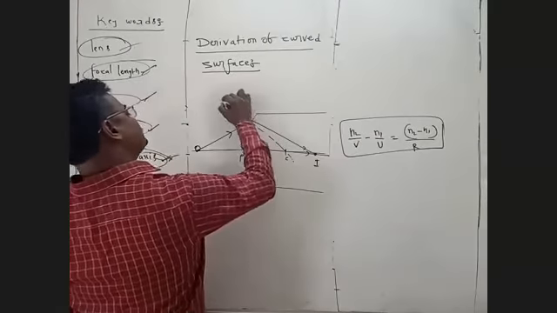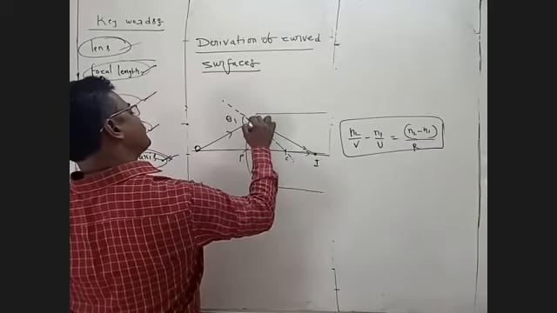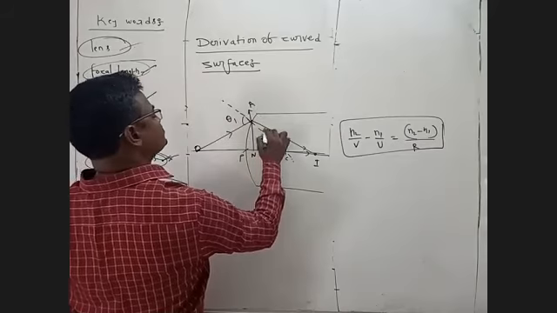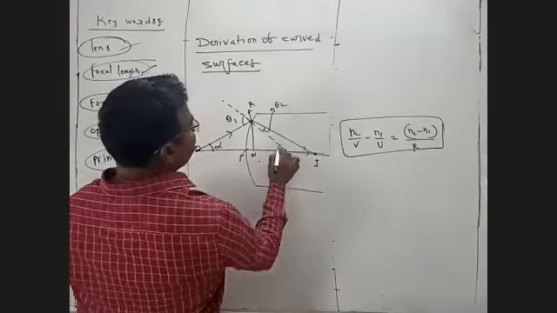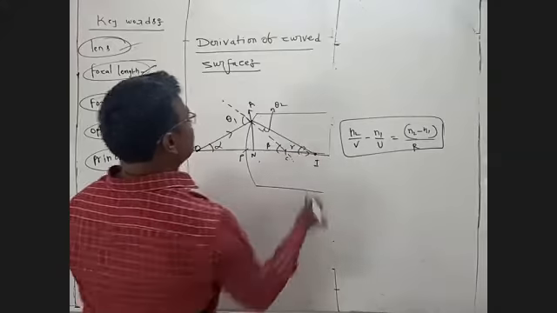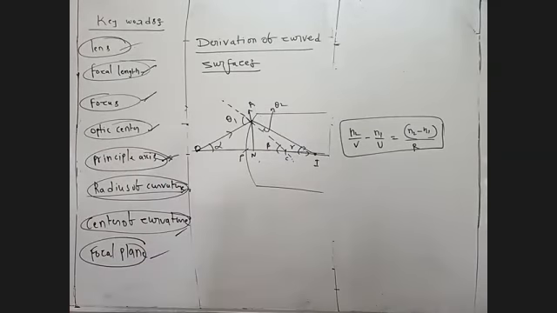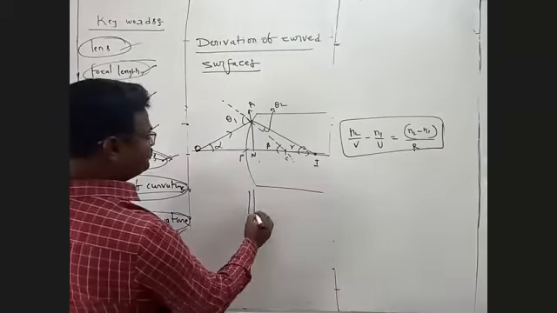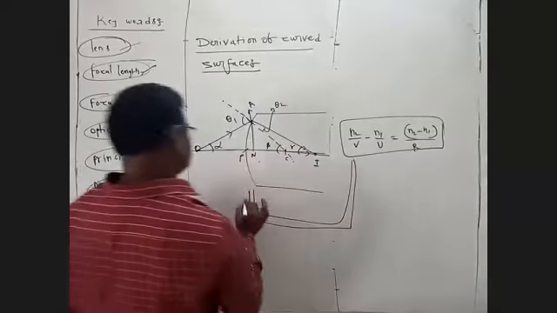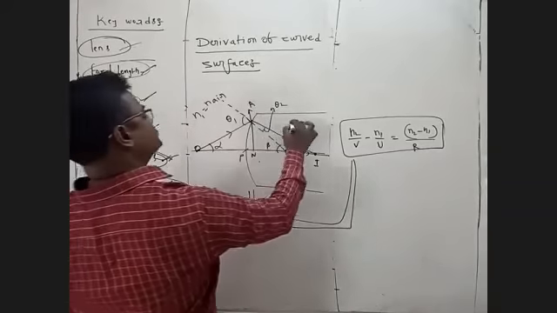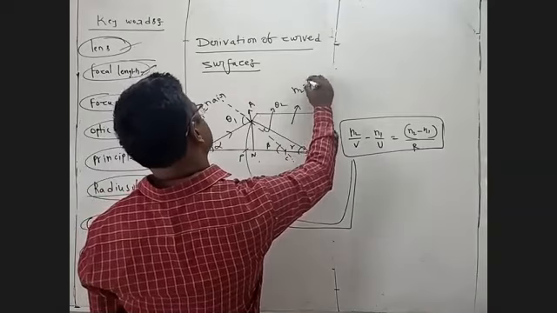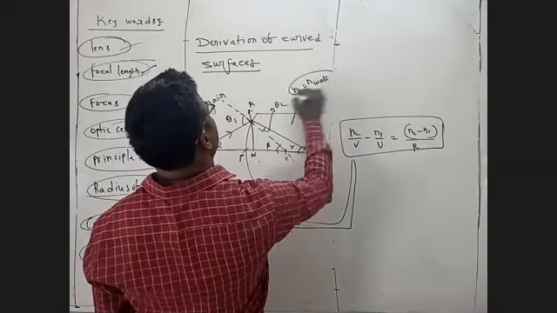These are the angles we are taking. This is theta 1, this is theta 2, this is alpha, this is beta, this is gamma. This is a diagram of refraction. n1 is air. n2 is water or gas, whatever you take.